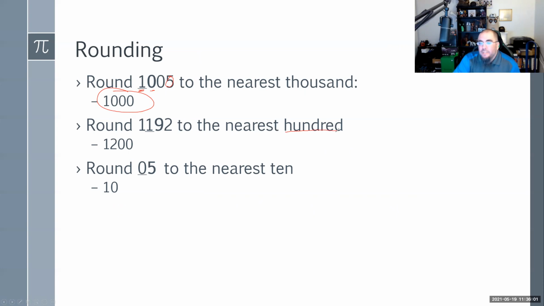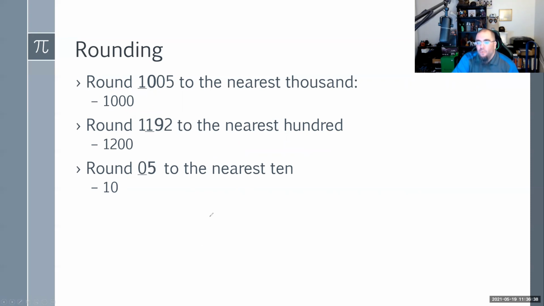Here, if we're rounding to the nearest 100, the number we're rounding to, I always underline it, is the 1. 9 is our number we're going to use as kind of our guide. If it's greater than 5, we go up. If it's less than 5, we go down. Actually, greater than or equal to 5, we go up. And this is going to come into play when we talk about time cards in a little bit. So rounding 1,192 to the nearest 100 is 1,200. We round 5 to the nearest 10. The nearest 10 is 10.